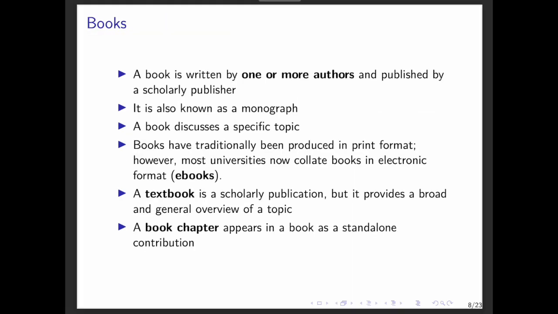A book is written by one or more authors and published by a scholarly publisher. It is also called a monograph, scholarly monograph, or research monograph. A book usually discusses a specific topic in depth. Traditionally, books were printed, but most universities now provide books in electronic form, known as e-books.